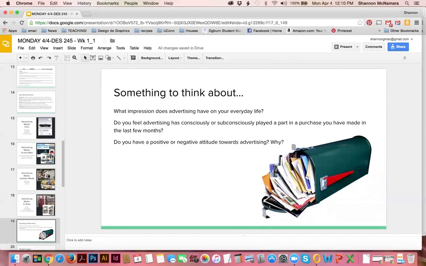What impression does advertising have on your everyday life? Do you feel that advertising has consciously or subconsciously played a part in a purchase that you have made in the last few months? And do you have a positive or negative attitude towards advertising?